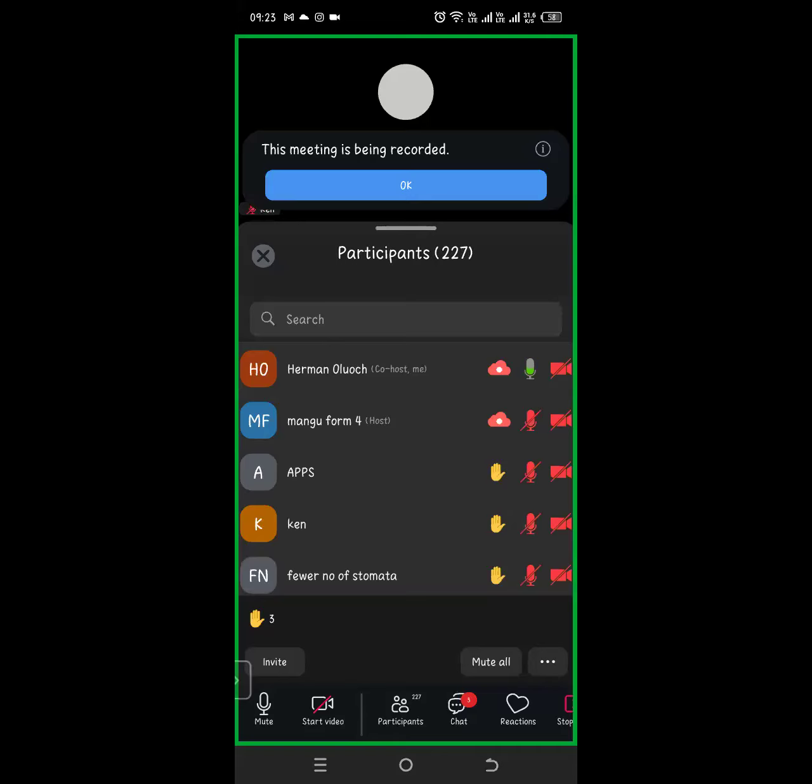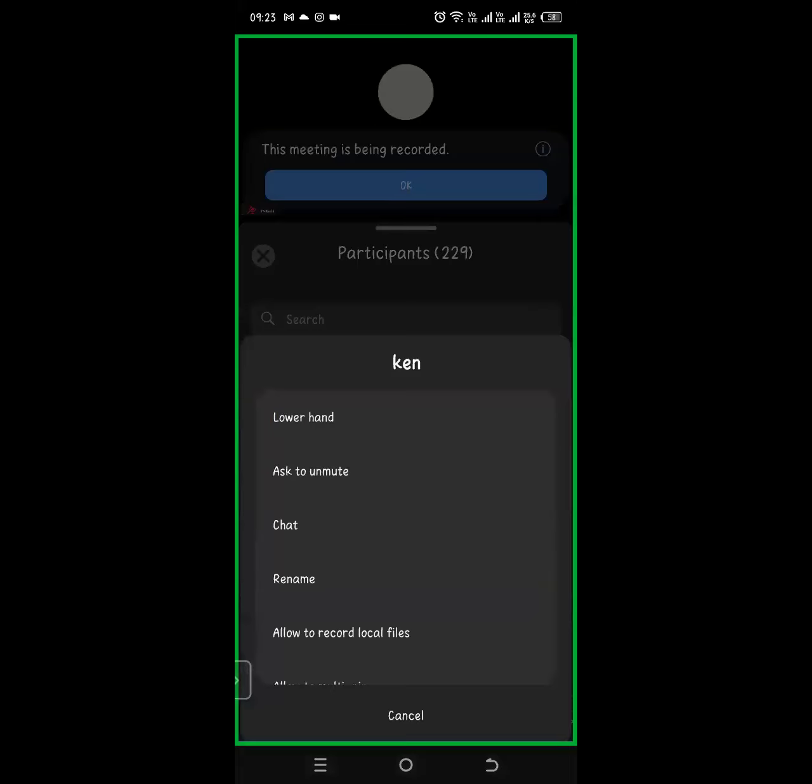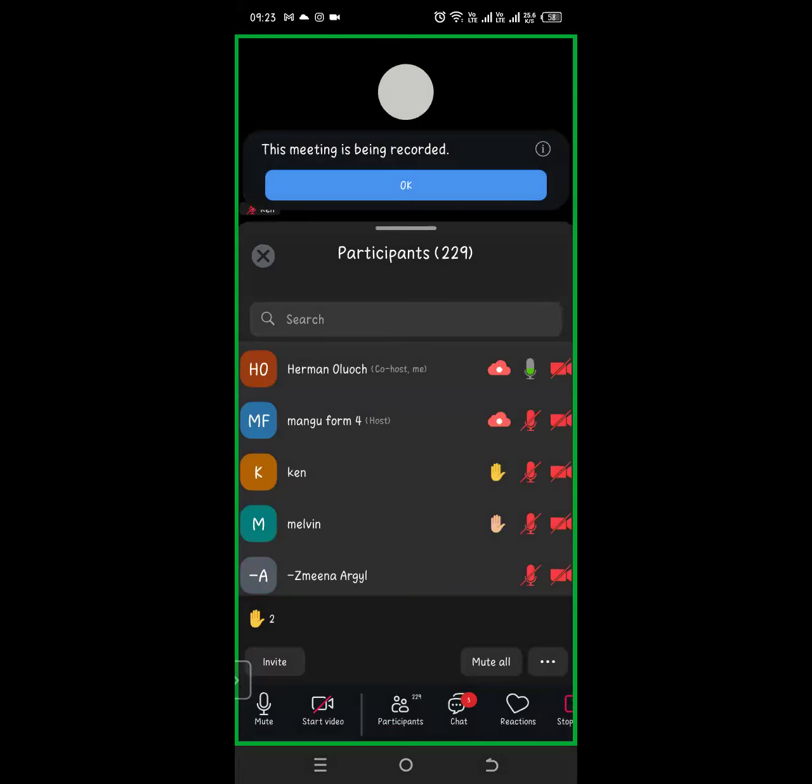Fewer number of stomata, not really. There is one other that is remaining. Yes, Ken, you can unmute and speak again. Ken, you can unmute. I'm done. I don't have any other. Sorry. Yes, there is one that is remaining.